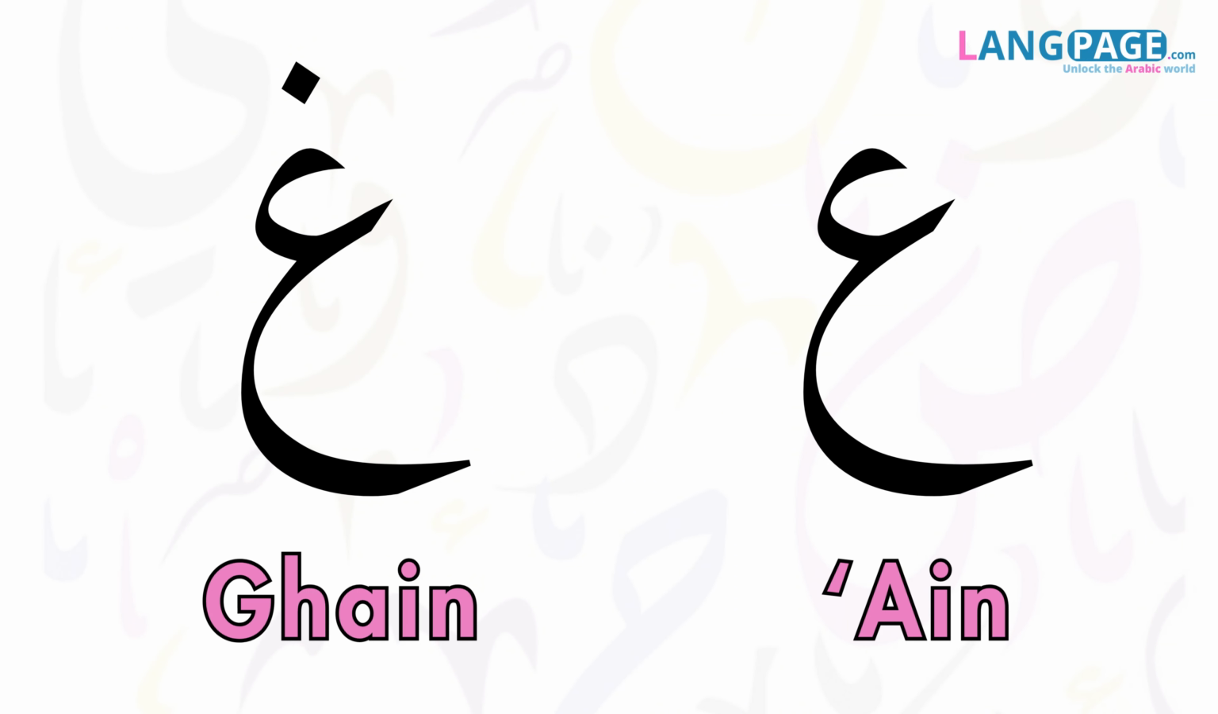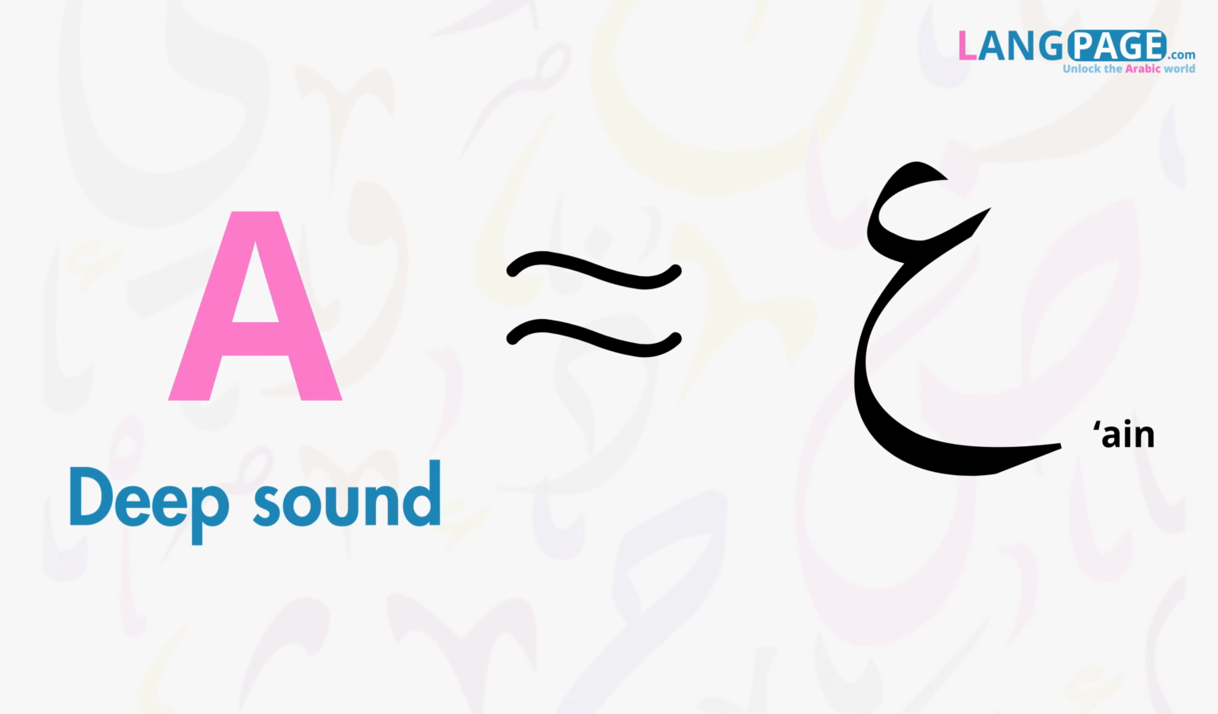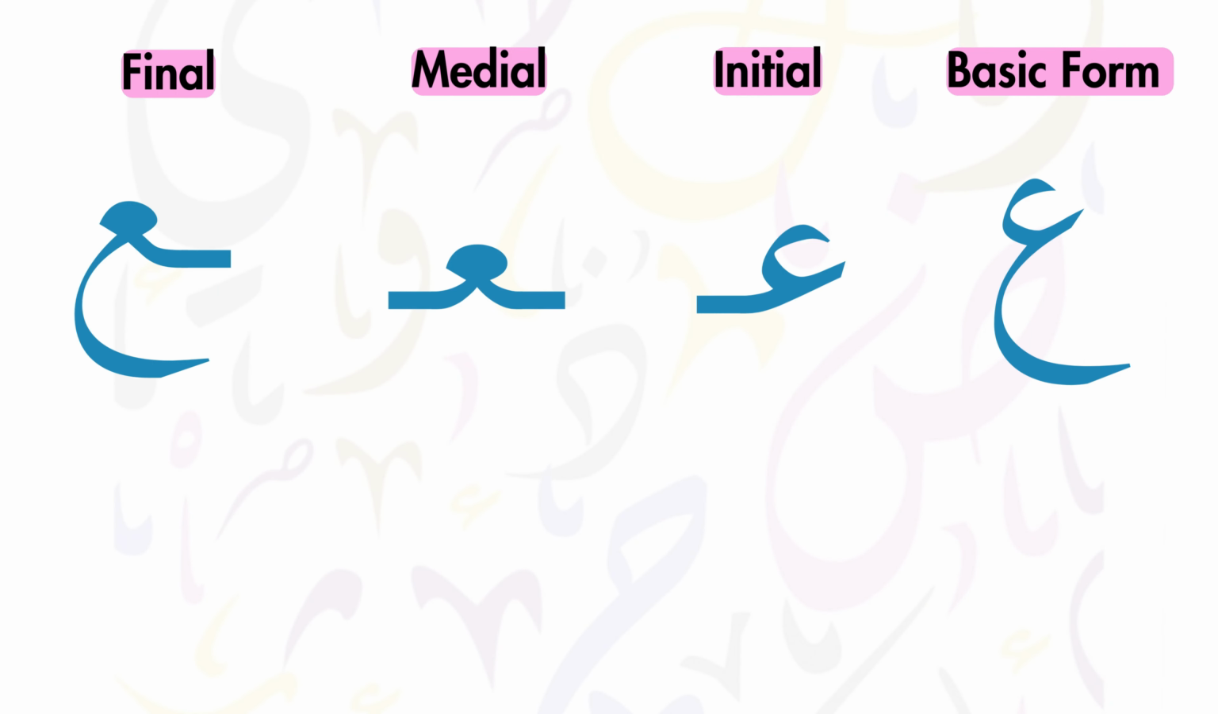My last 2 letters for this lesson are Ain and Ghain. Ain equals deep sound of A, but eventually it's special for the Arabic language. You say it like Ain. Also, Ain has 4 forms.